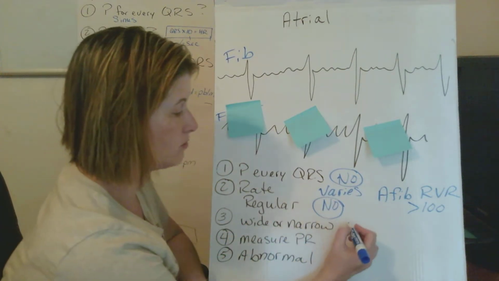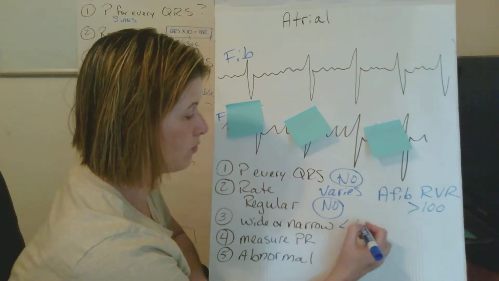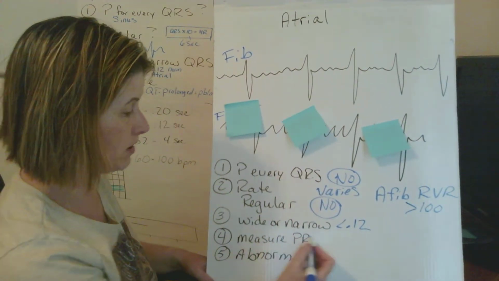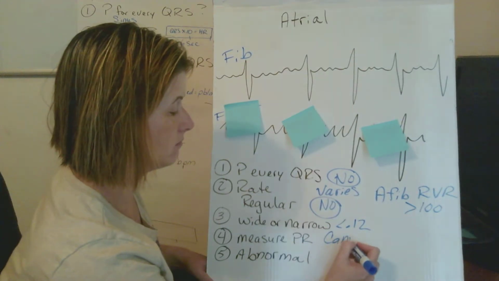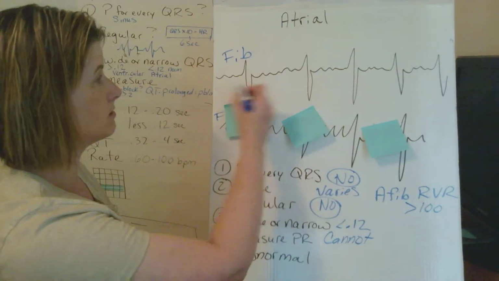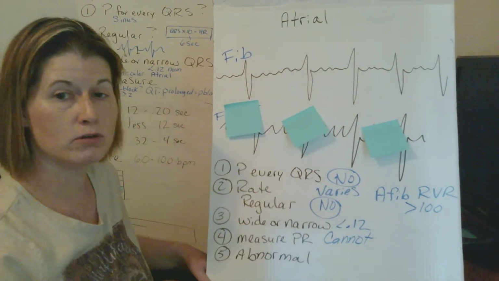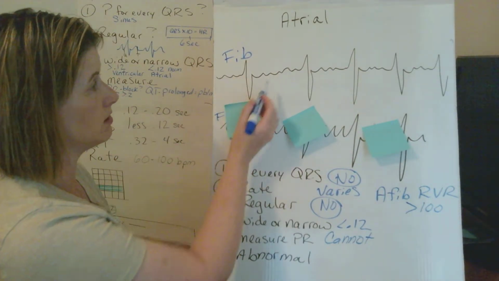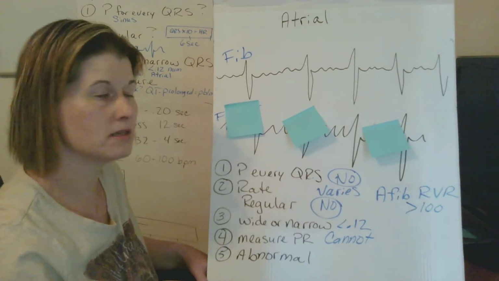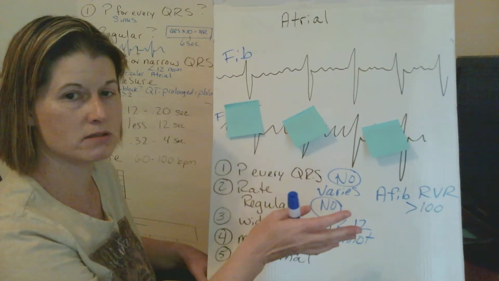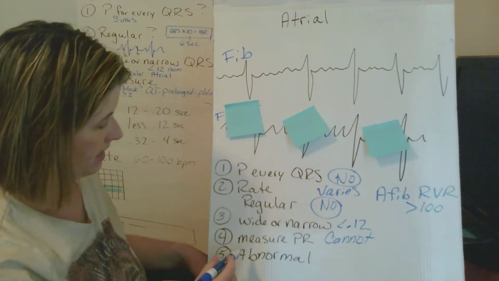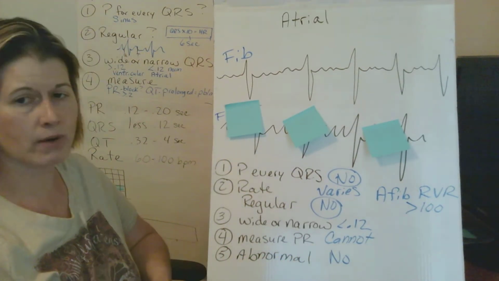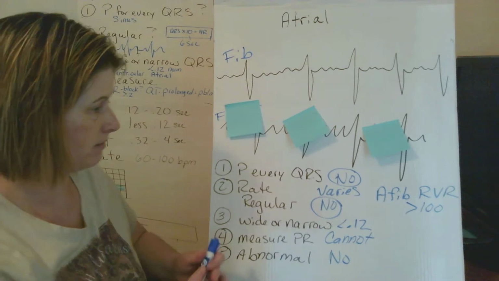Wide or narrow? It should be narrow. Less than 0.12 for your QRSs. Okay? And then measure the PR, we cannot measure. You cannot measure because which PR do you use? Which P do you measure from? This one? This one? This one? Some of the P's you can't even see. Sometimes you can't discern what's a P and what's just a line. And then abnormal beats, not generally. All right, so that's AFib, how to analyze it.